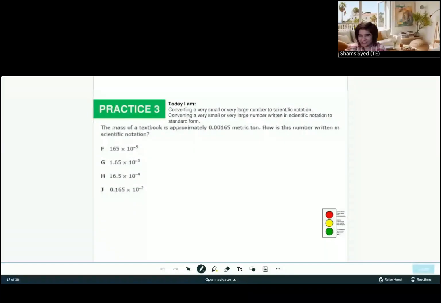Oh, right, JJ. Here is another example of how STAR will assess you. The mass of a textbook is approximately 0.00165 metric ton. How is the number written in scientific notation? Notice that each time they want the answer in scientific notation. Very rare occasions they want standard. They're trying to ask you scientific notation, right? Okay, Rania has the answer, and I agree.